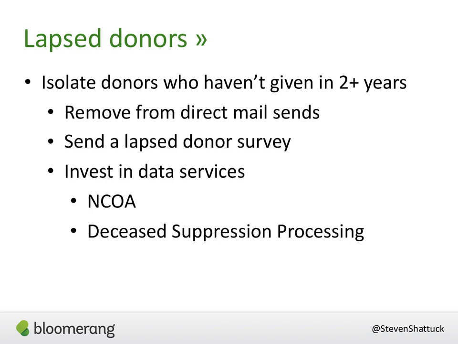You can send them a lapsed donor survey. Hey, we miss you. Did we do something wrong? What happened? You can spend some money and maybe figure out if you have good contact information for them. Hopefully you guys are doing an NCOA maybe once a year or a couple of times a year. You can find out if those people passed away. We saw from Adrian Sargeant's research that 16% of those lapsed donors had actually passed away. And you can find that out. You can spend money and find out if that actually happened in your database.